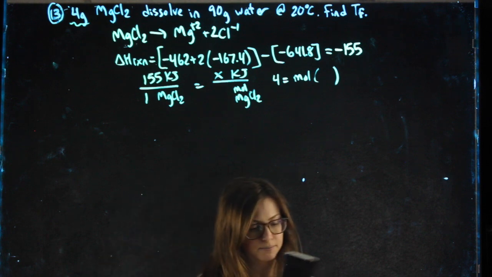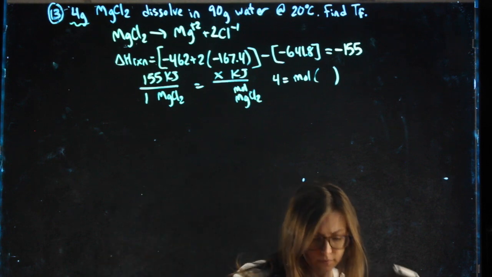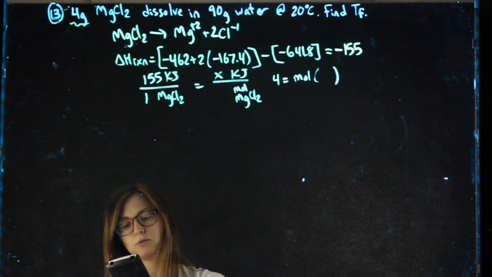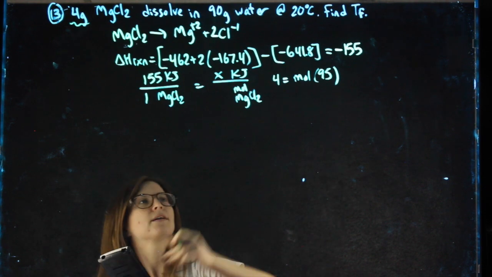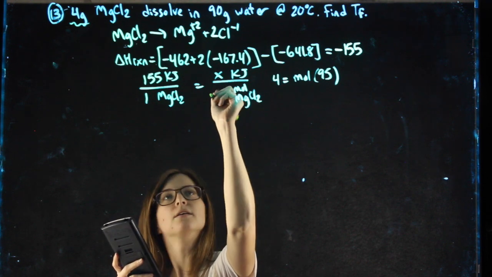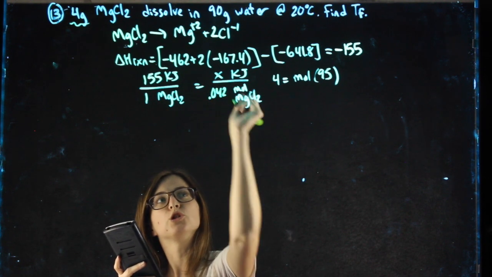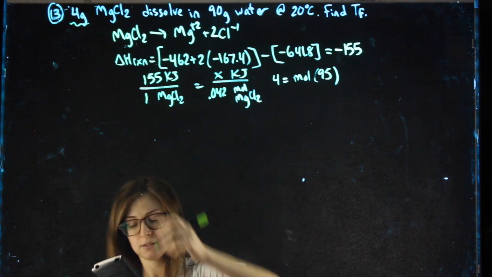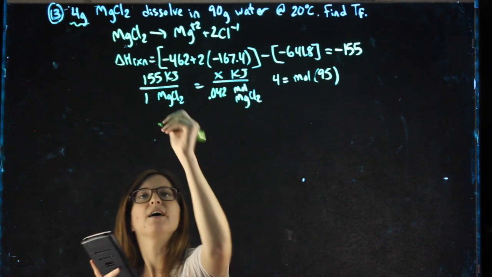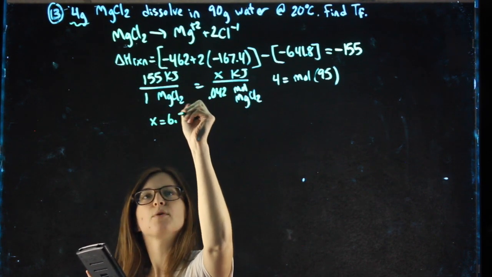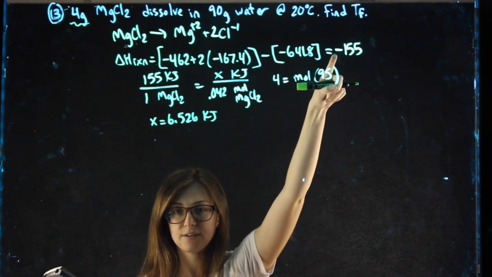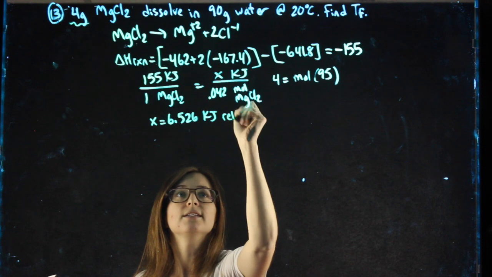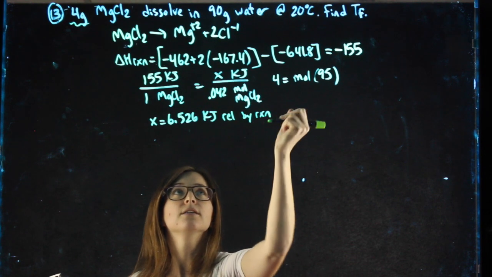So magnesium, 24, plus Cl2, molecular weight is 95. 4 divided by 95 gets me 0.042 moles of magnesium chloride times the 155, 6.526 kilojoules, or because this was a negative heat of reaction, were released by the reaction.